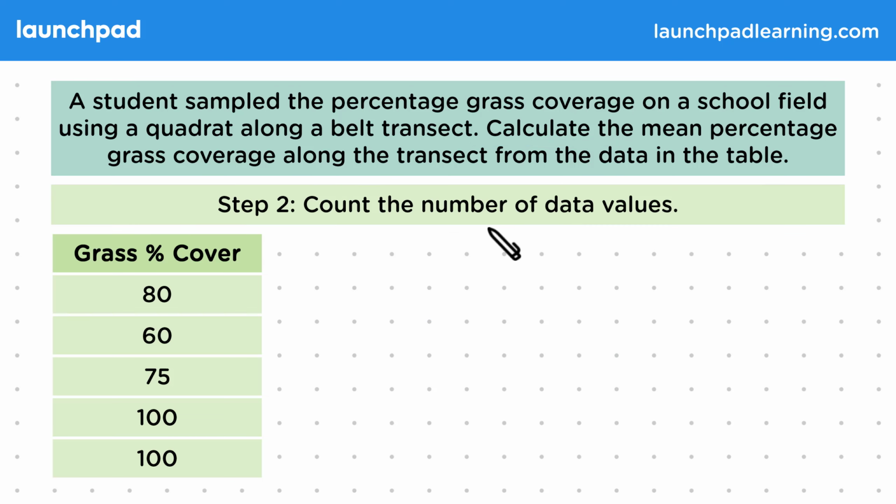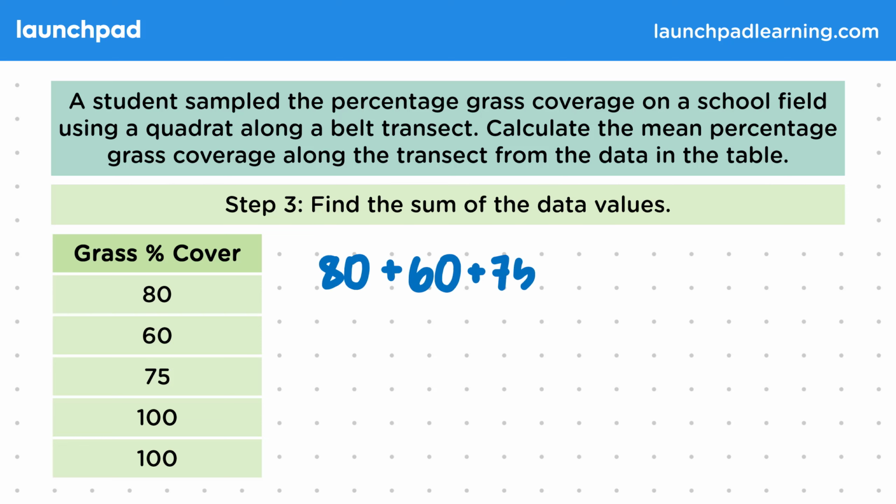Step 2, count the number of data values. All we need to do here is count the number of values here, so the answer for that one is 5. Step 3, find the sum of the data values. So to do this, we need to add up each of the numbers. The answer to 80 plus 60 plus 75 plus 100 plus 100 is 415.